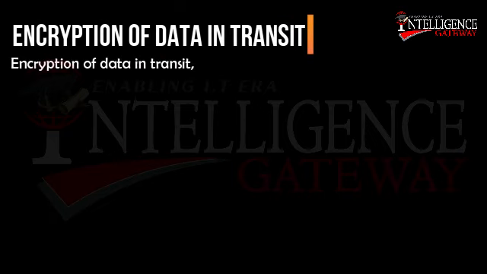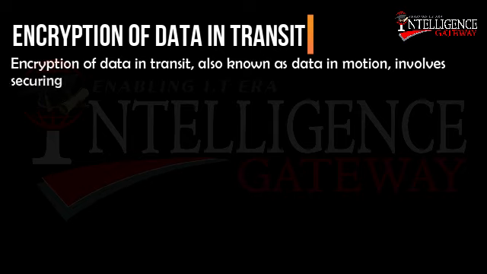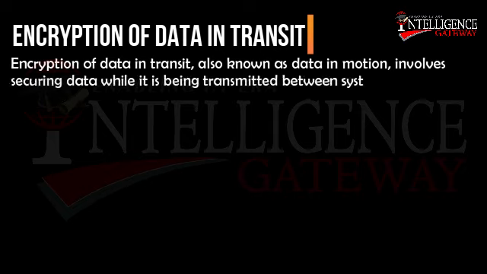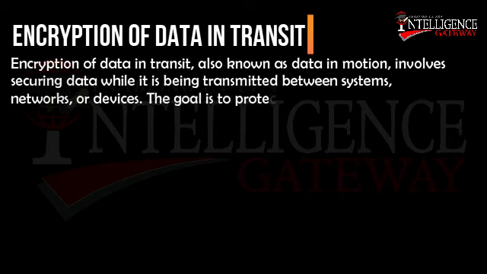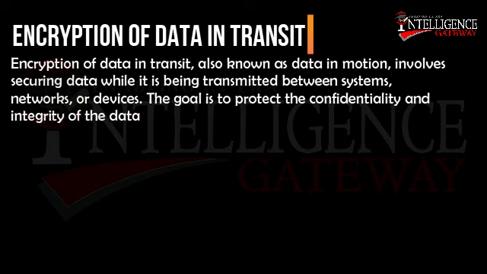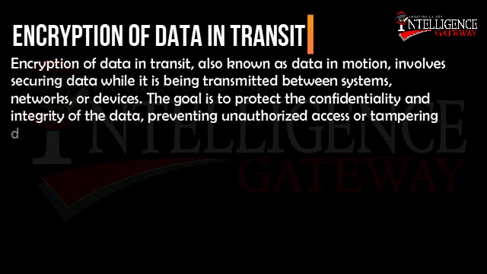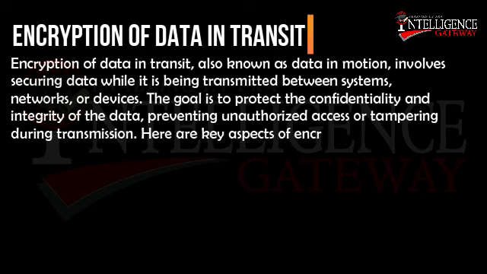Encryption of data in transit, also known as data in motion, involves securing data while it is being transmitted between systems, networks, or devices. The goal is to protect the confidentiality and integrity of the data, preventing unauthorized access or tampering during transmission. Here are key aspects of encrypting data in transit.